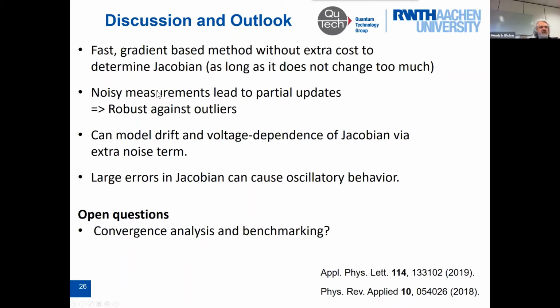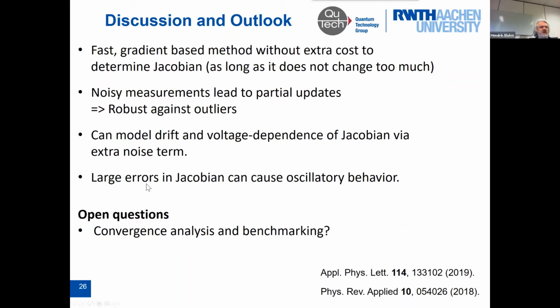Given that the update rule can take noise into account and then leads only to partial updates, there's an intrinsic robustness against outliers, and the occasional erroneous measurement should not throw off the procedure immediately. One can also extend this to model, say, drift, so slow fluctuations in the system, or voltage dependence of the Jacobian, so if it changes as a function of the operating point where one operates the device, via an extra effective noise term that takes this uncertainty into account.